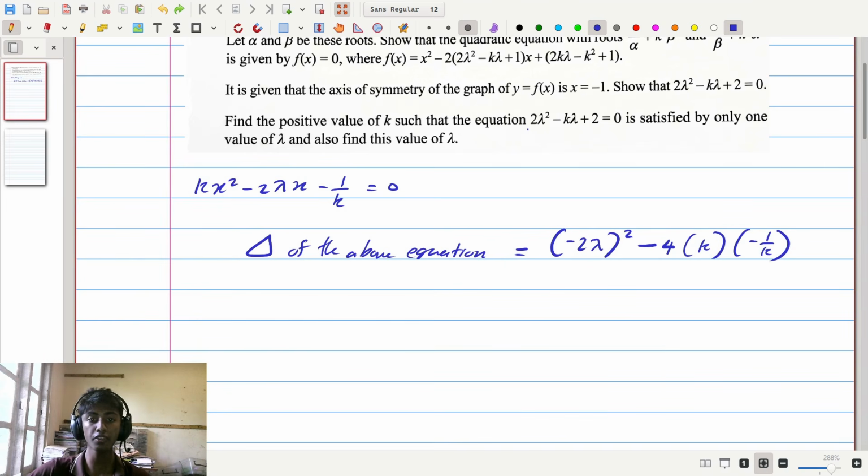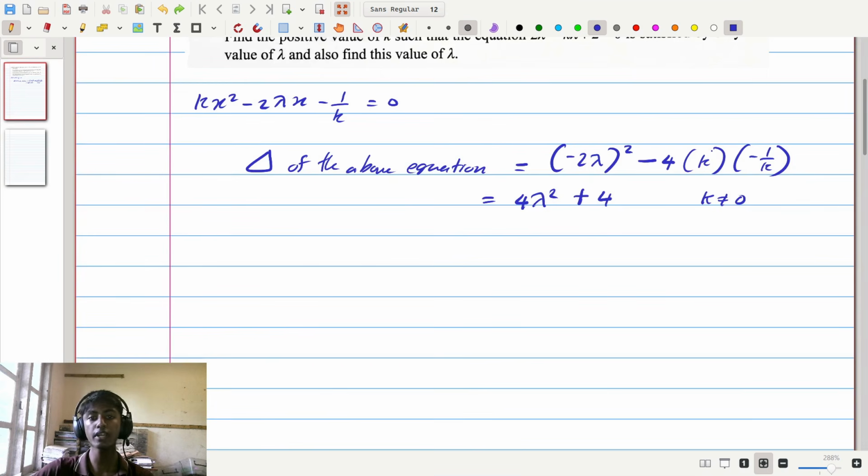So if I do that in the next step, I'm going to get 2 lambda whole thing squared, which is going to be 4 lambda squared minus, and here I'm going to get minus 4 times k times negative 1 over k. Now the minus and minus cancel to give us plus, and the k and the 1 over k cancel to give us 1 times 4, which is plus 4. Here I should say k not equal to 0. The only reason I can cancel these without any issue is because k is not equal to 0.